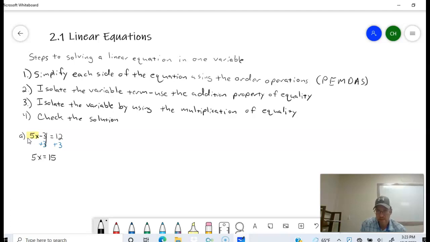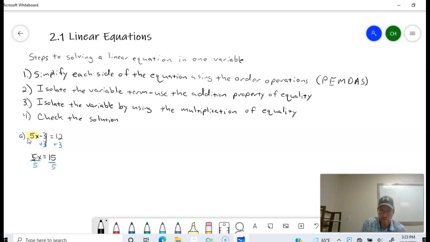What I'm seeing here is that x has that 5 attached to it. I need to move that to the other side. Right now it's being multiplied. I understand that that's multiplication. So I'm going to do the opposite of multiply, which is divide. Whatever I do to one side, I have to do to the other.